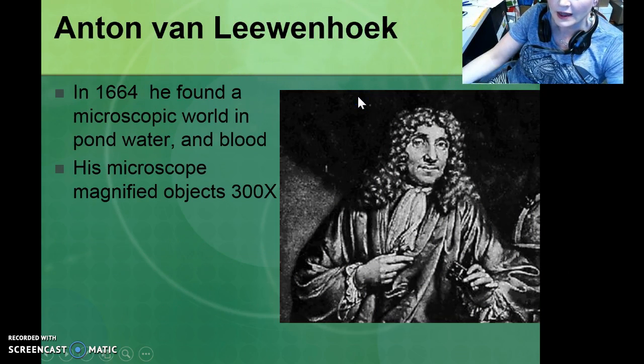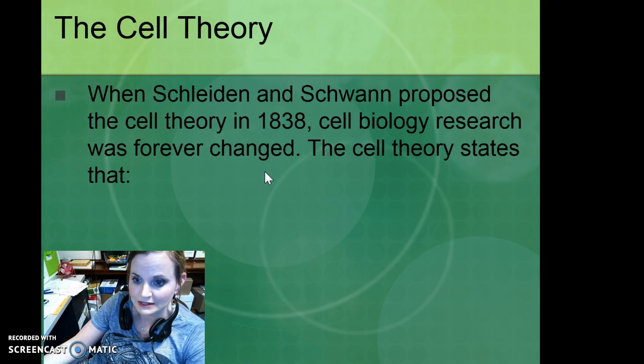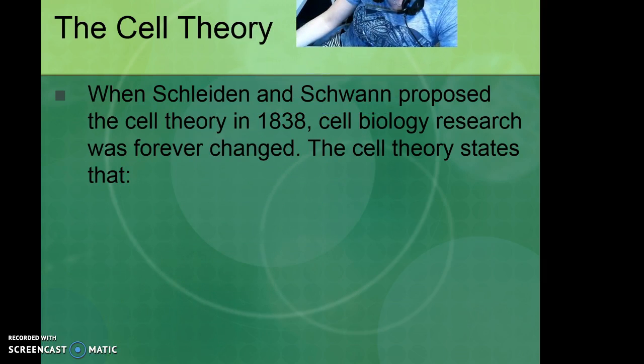Okay, then we have Anton van Leeuwenhoek, and he was able to first see living organisms under the microscope, looking at pond water and blood. Magnified 300 times, he was able to see that there were living organisms that were made completely of cells, able to see that the blood was composed of individual cells, and also able to see many of the internal compartments of cells.